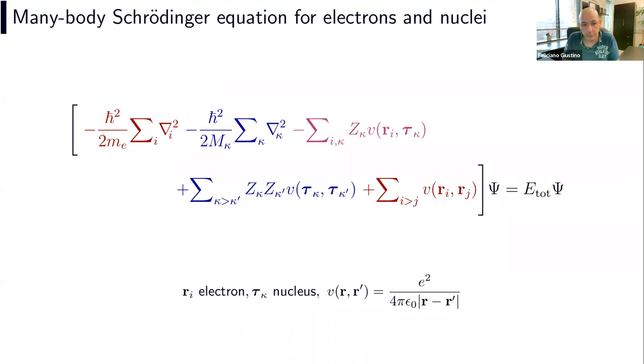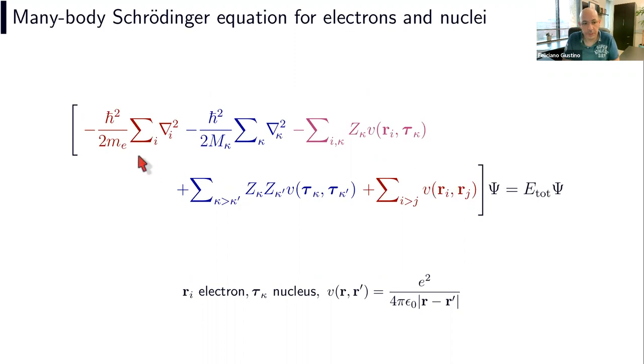Okay, so we start from the most general Hamiltonian for a coupled system of electrons and phonons. In this case, the wave function would be a wave function describing both electrons and, in this case, nuclei. So the electron position would be R sub I, and the nucleus position would be tau sub k. And here you have all the interactions between these particles.